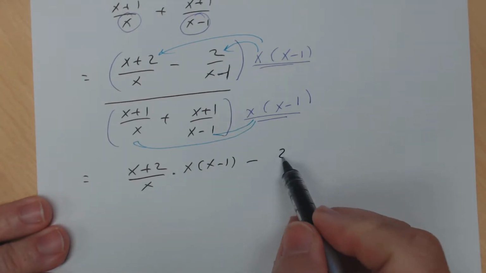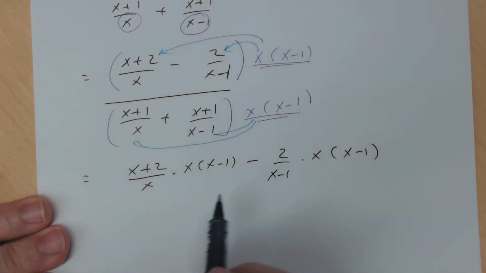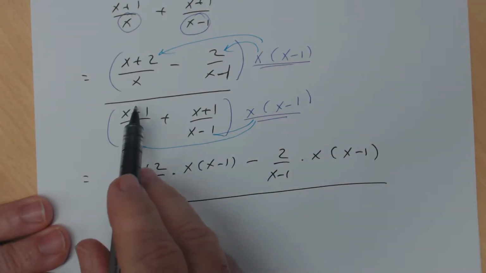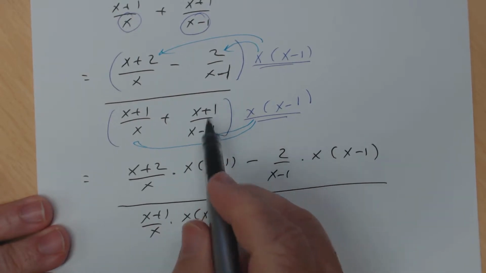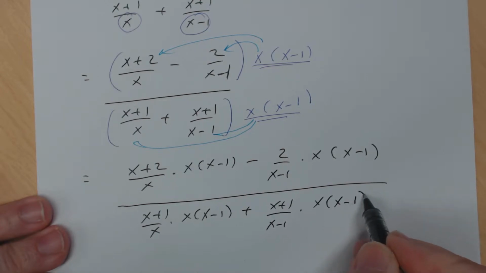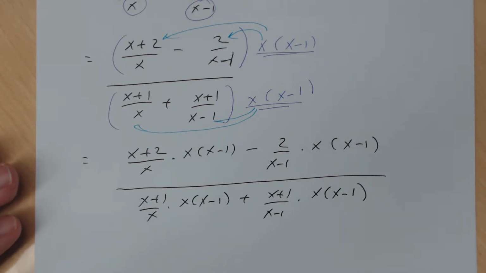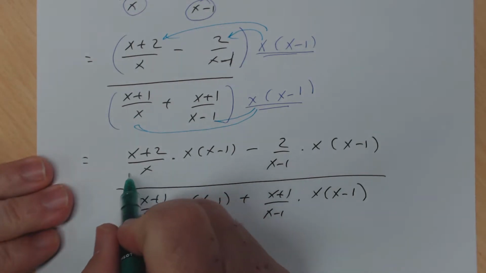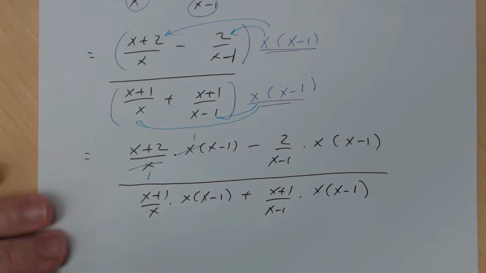Minus this fraction times the LCD. All right, let's go to the denominator. The first fraction times the LCD plus the second fraction times the LCD. Okay, so that's what I have. Now let's reduce. When I reduce, these x's divide out, and I end up with this so far.